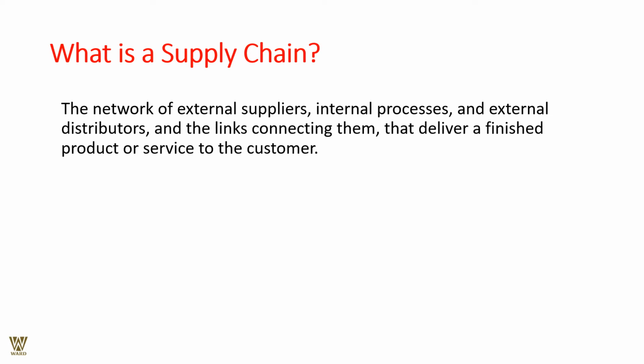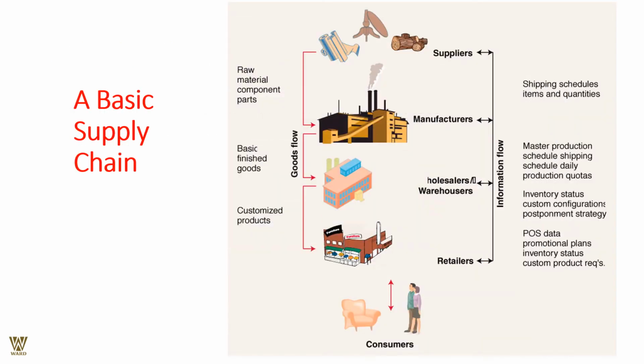Just for your understanding, remember it's all about the external supplier, perhaps the vendor, internal process as in the process methodology and the steps that are taken, and the external distributor. The external supplier might be up the line and the distributor down the line, with links connecting them to deliver the company's product or services to the end customer. That is what supply chain is all about.